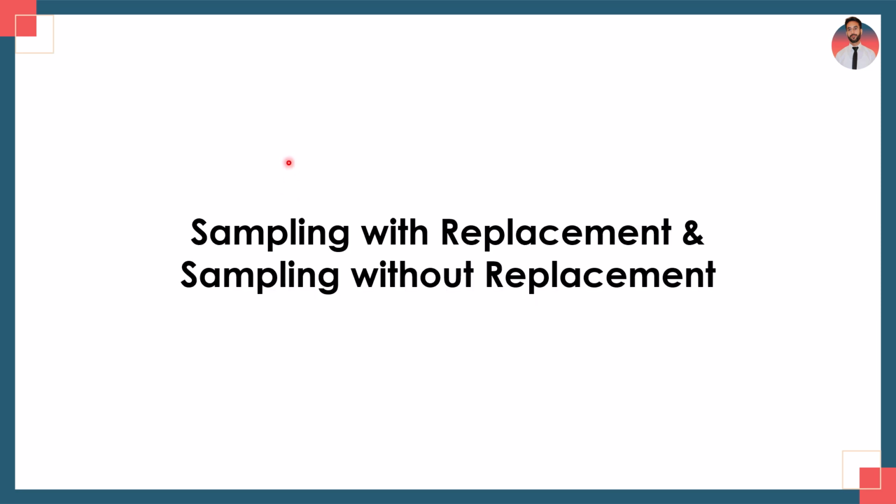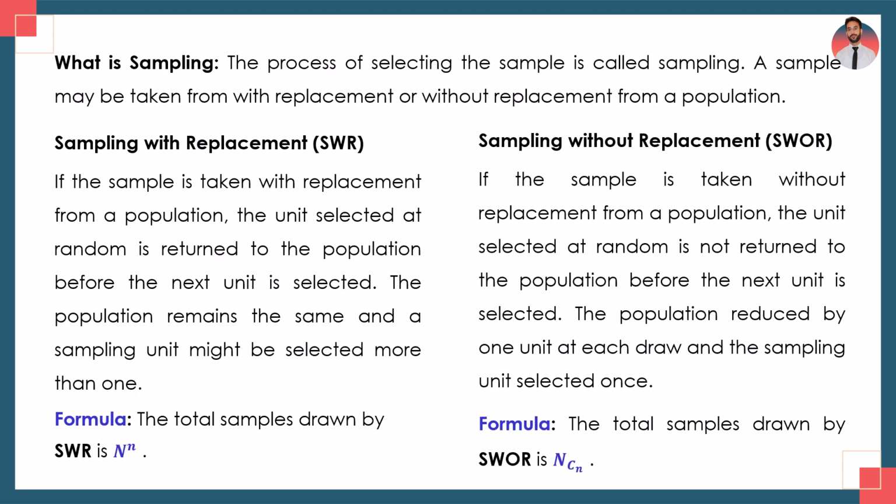In the last point of this lecture, I will discuss the terms sampling with replacement and sampling without replacement. First of all, I will explain what is sampling. The process of selecting the sample is called sampling. A sample may be taken with replacement or without replacement from a population. In sampling with replacement, if the sample is taken with replacement from a population, the unit selected at random is returned to the population before the next unit is selected. The population remains the same and the sampling unit might be selected more than once.